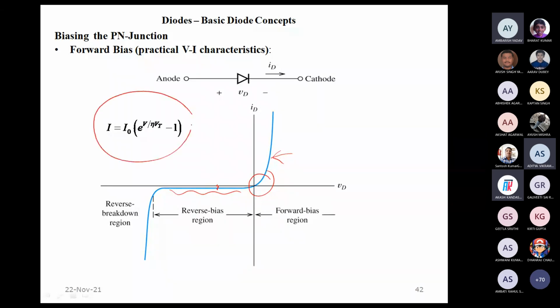And in this region, the current is represented by this exponential relation here. This is also sometimes called the Shockley equation, or diode equation. We are not looking at the derivation of this particular equation over here, how it came, but this equation best fits the characteristics of diodes. That's how we can see.